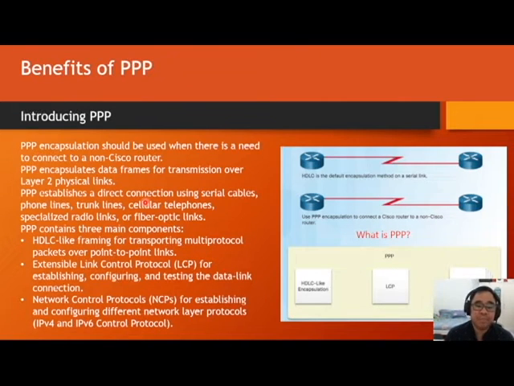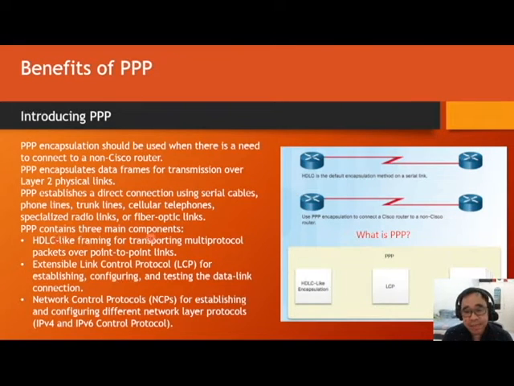Introducing PPP. PPP encapsulation should be used when there is a need to connect to a non-Cisco router. PPP encapsulates data frames for transmission over layer 2 physical links. PPP establishes a direct connection using serial cables, phone lines, trunk lines, cellular telephones, specialized radio links, or fiber optic links.